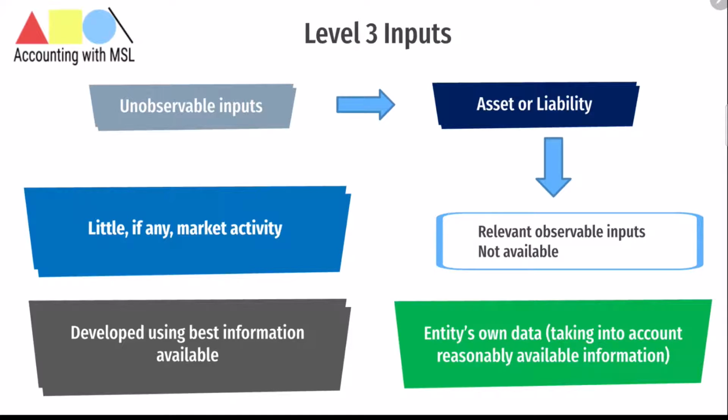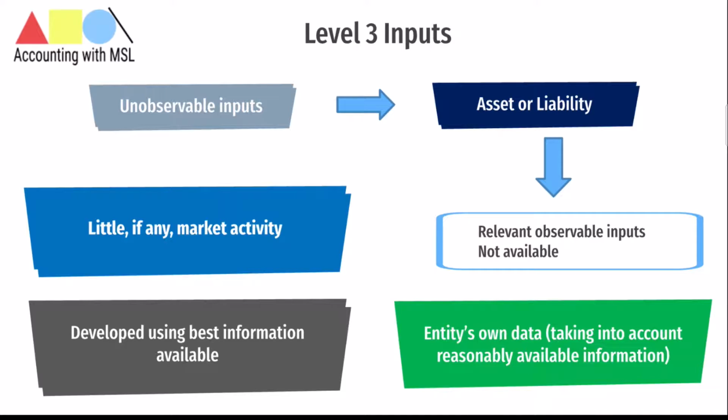So what must you take away from here? Level 3 inputs are inputs that are unobservable for the asset or liability and are the lowest level possible. Here you have neither any quoted prices nor any observable inputs, either directly or indirectly. So here it's based on a lot of judgment and a lot of estimation, and it is the farthest you can go from observable fair value.